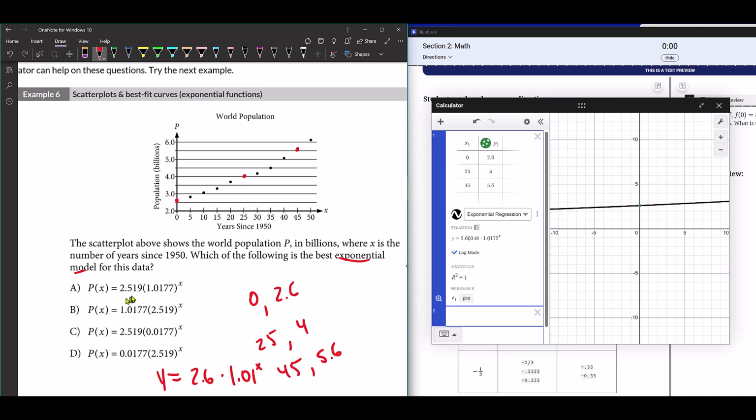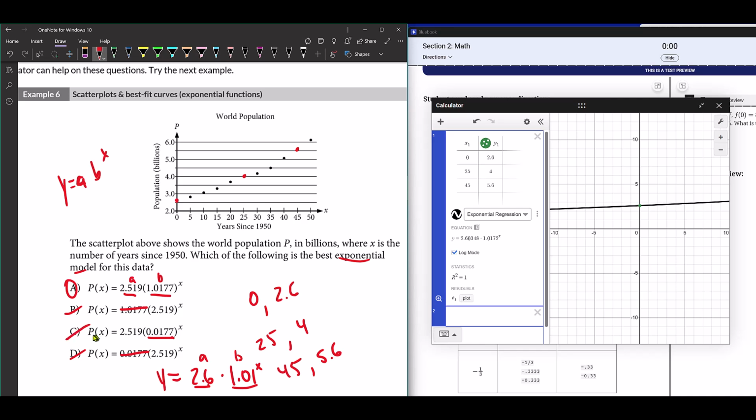There is only one answer that comes anywhere close to having the, so in an exponential function we have y equals a b to the x. Our a value here is 2.6, our b value is 1.01, and there's only one answer that has anything close to those values. That's not 2.6, that's not 2.6, so b and d are out, and then the 0.017 obviously is not 1.01. So that's how you can use Desmos on this question.